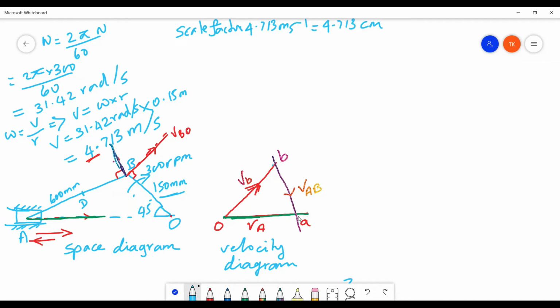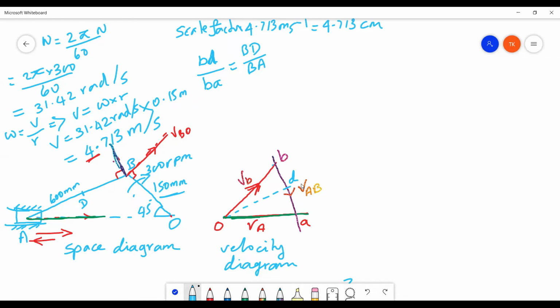Here is our B, here is our A. D is in the middle of this B and A. So I can say BD upon BA should be equal to this BD upon BA, right? In order to find the velocity of that point, I need to join that point and find the length of this.